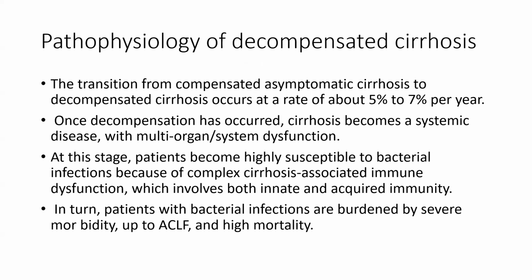The transition from compensated asymptomatic cirrhosis to decompensated cirrhosis occurs at a rate of about 5% to 7% per year. Once the decompensation has occurred, cirrhosis becomes a systemic disease with multi-organ dysfunction. At this stage, the patient becomes highly susceptible to bacterial infection because of the complex cirrhosis-associated immune dysfunction, which involves both innate and acquired immunity. In turn, patients with bacterial infection are burdened by severe morbidity up to ACLF and high mortality.